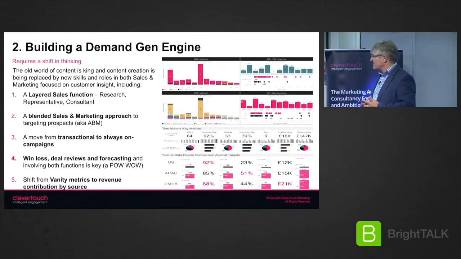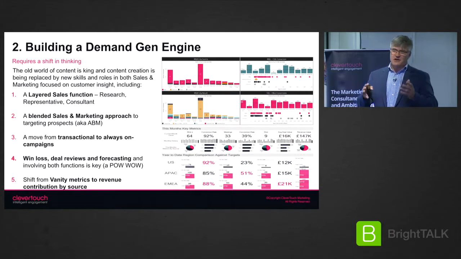A blend of sales and marketing approach. Now, if you've got a target account-based marketing plan, you've got to have a sales target account selling plan to complement that. And then make sure you're providing relevance to each of those markets based on content you're serving and the data and the segments.